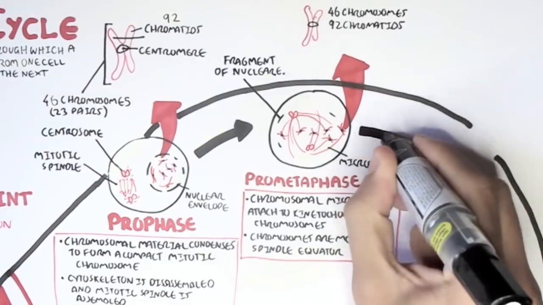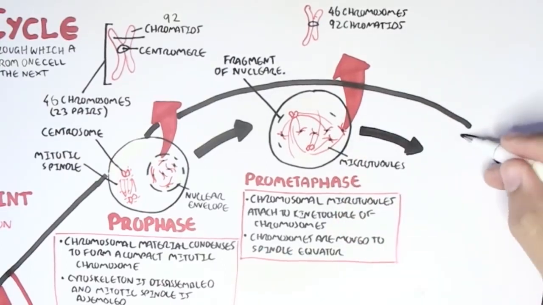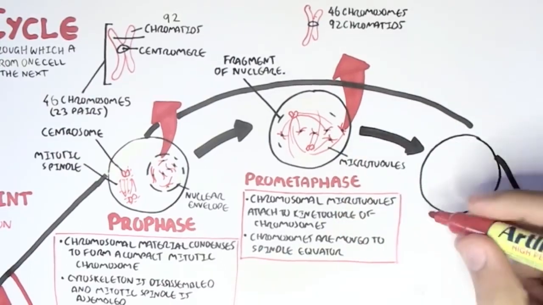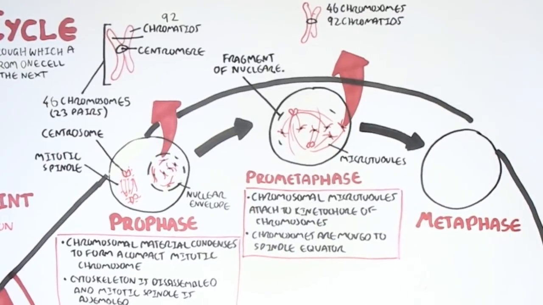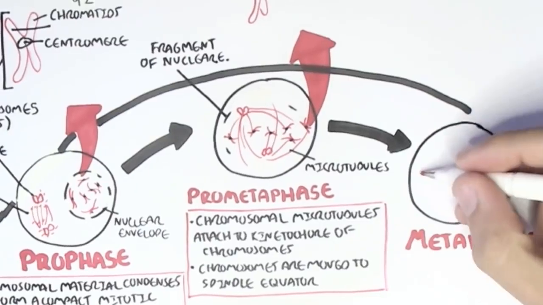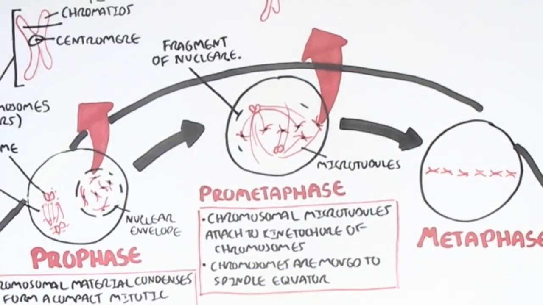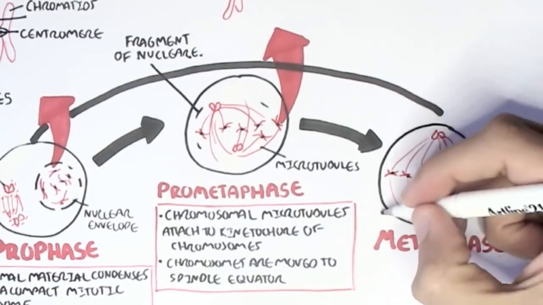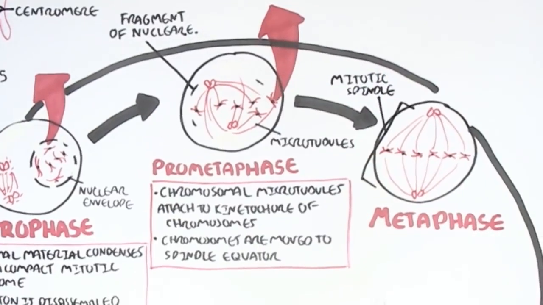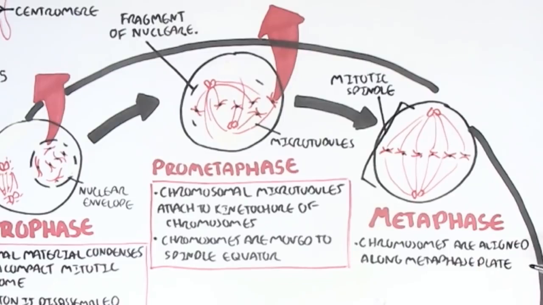The cell in prometaphase will then enter metaphase, the late stage, where the duplicated chromosomes will align on the equator. The centrosomes are on opposite sides of the cell, and they form a massive mitotic spindle with the microtubules. In metaphase, the chromosomes are aligned along the metaphase plate, which is the equator here. This is the metaphase plate.